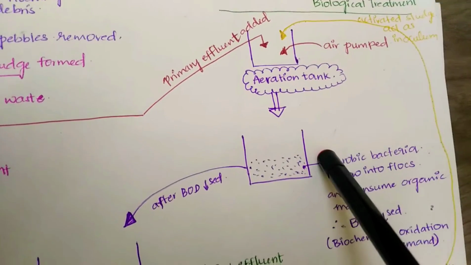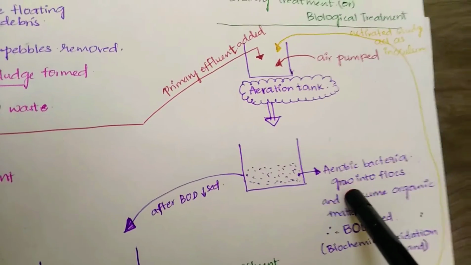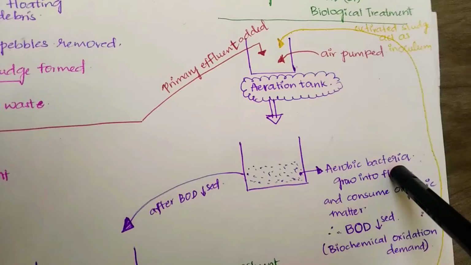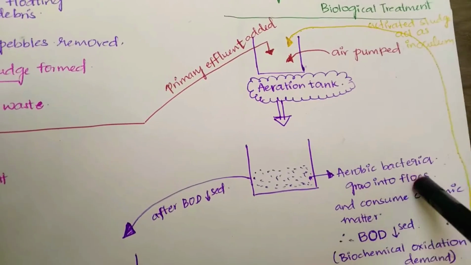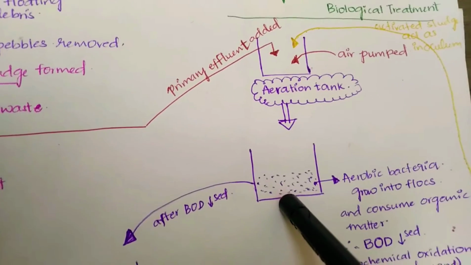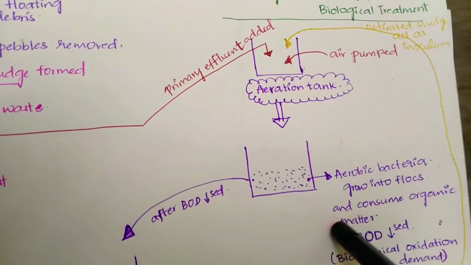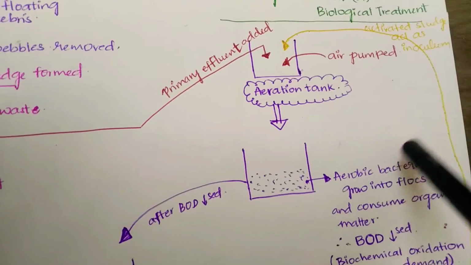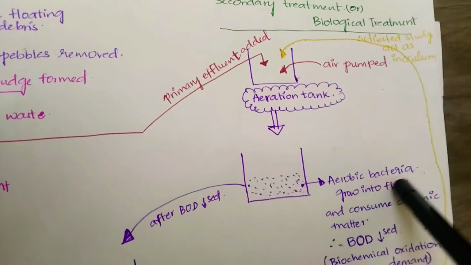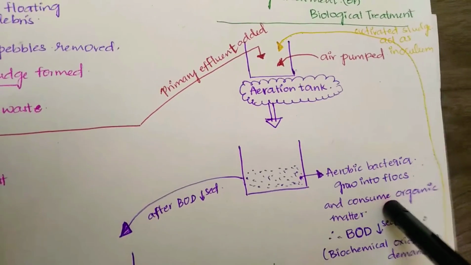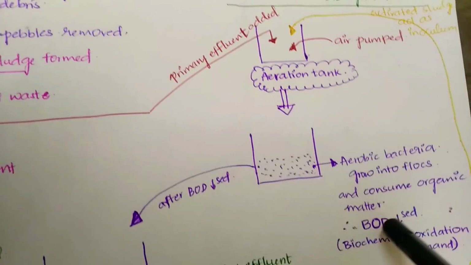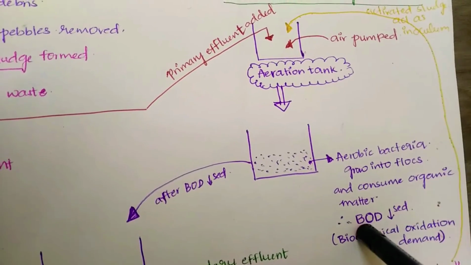These aerobic bacteria will grow into flocks, into groups. What do these aerobic bacteria do? They consume all the organic matter present in the sewage water. By consuming the organic matter, the aerobic bacteria lead to a decrease in the BOD.